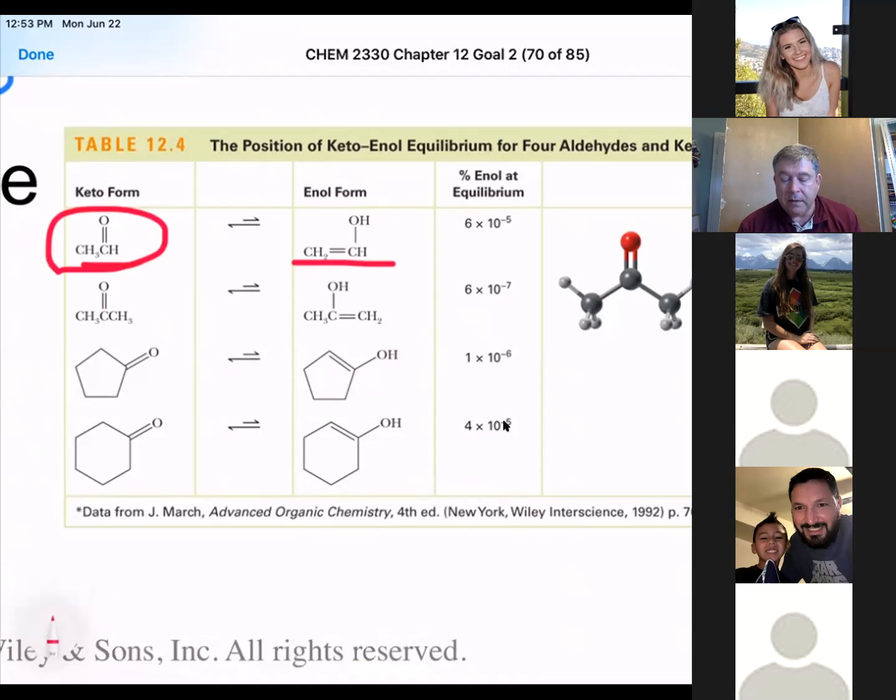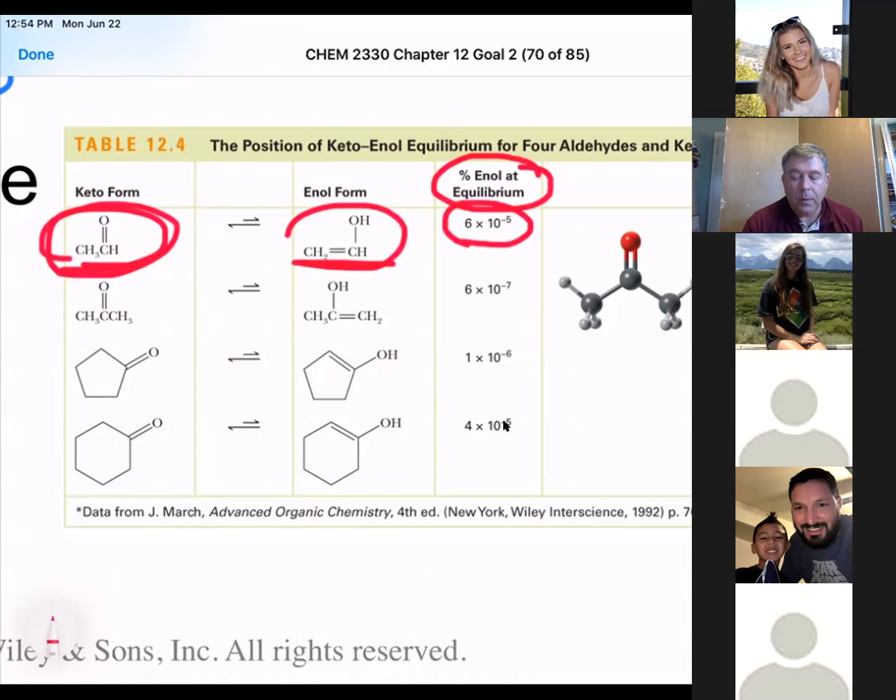Now, what does it mean, the percent of enol in equilibrium, okay? What that means is, well, there's not very much here. For every 10,000 of these aldehydes, we only have one of them being the enol form, okay? So that's not very much, so most of the time we probably wouldn't have seen it. But something about its reactivity tells us that it does exist, okay? So let's look at the next one here.